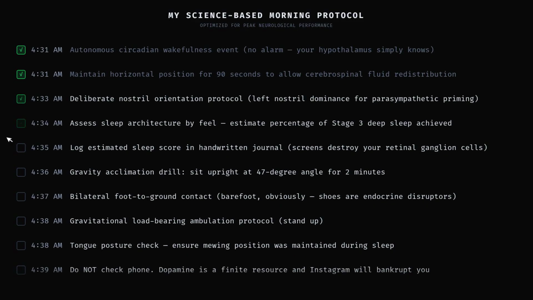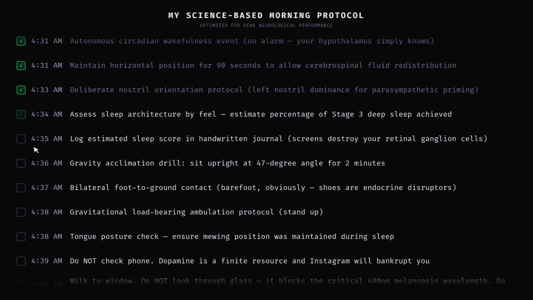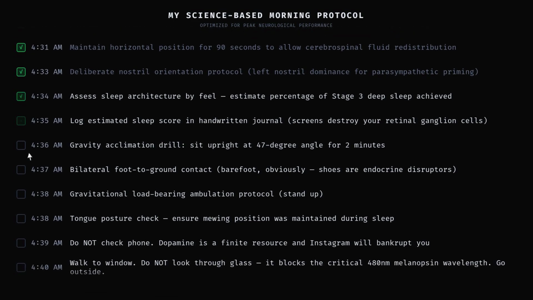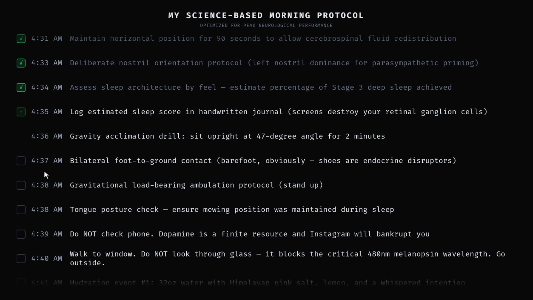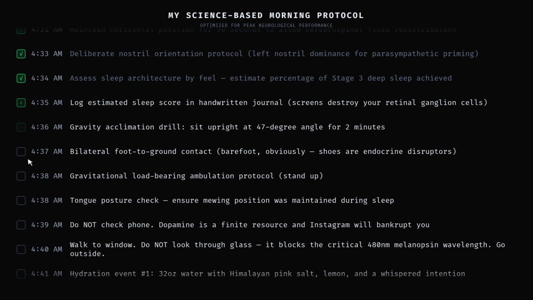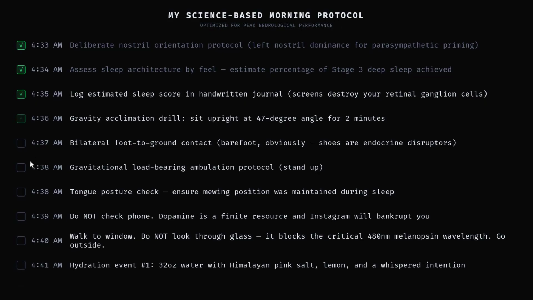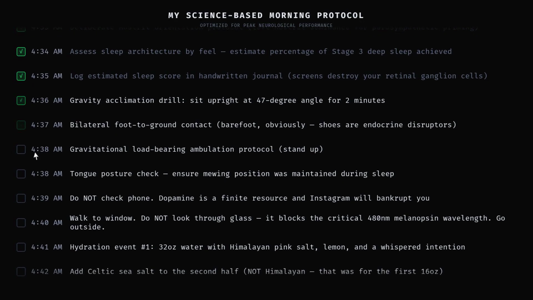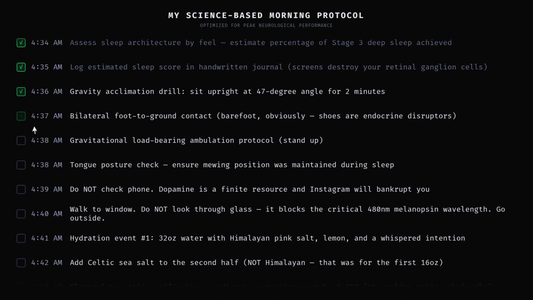Individual claims Huberman makes about neuroscience are often grounded in real studies. Morning sunlight exposure and circadian rhythm regulation, that's solid science. Cold exposure increasing norepinephrine, real finding. The question isn't whether the individual bricks are real. The question is, what kind of building did the bricks get assembled into, and what does that building do to the people living in it?